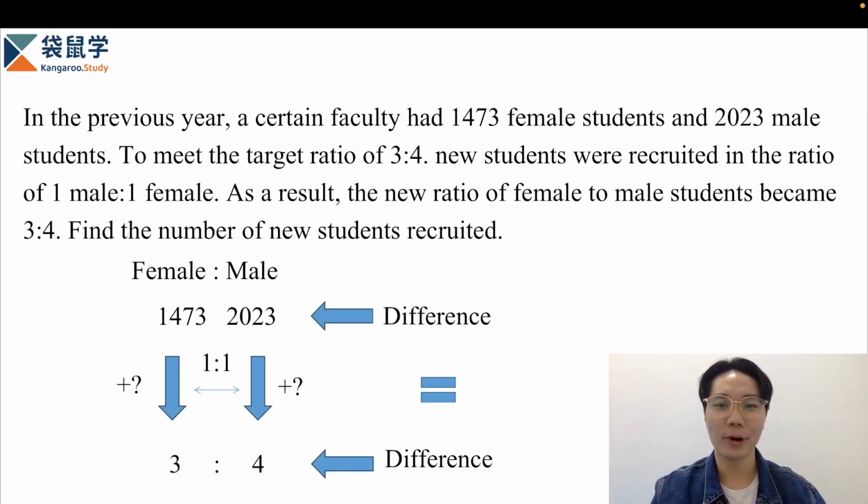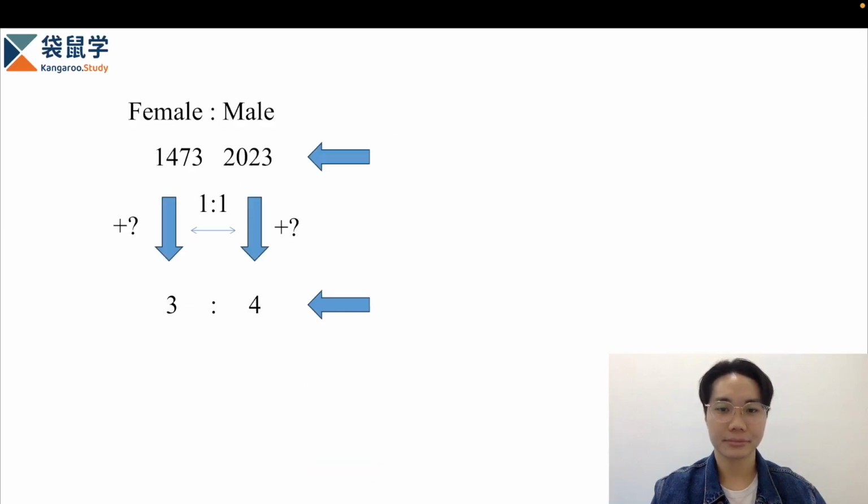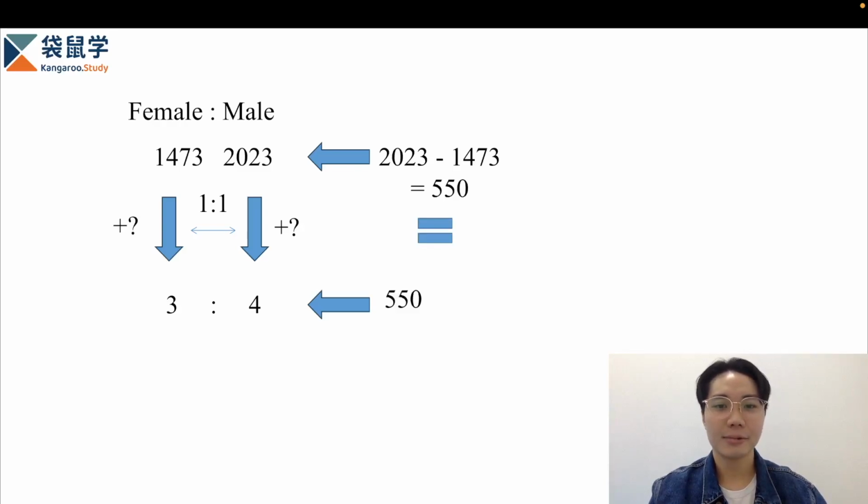We learned something very important here. Now, to find the difference, we can get 2023 minus 1473, which is 550. And we know that the difference at the start and at the end will be equal, which is 550. And what is this 550? We find the difference is 1 unit, because 4 units minus 3 units is 1 unit, so 550 will be 1 unit.